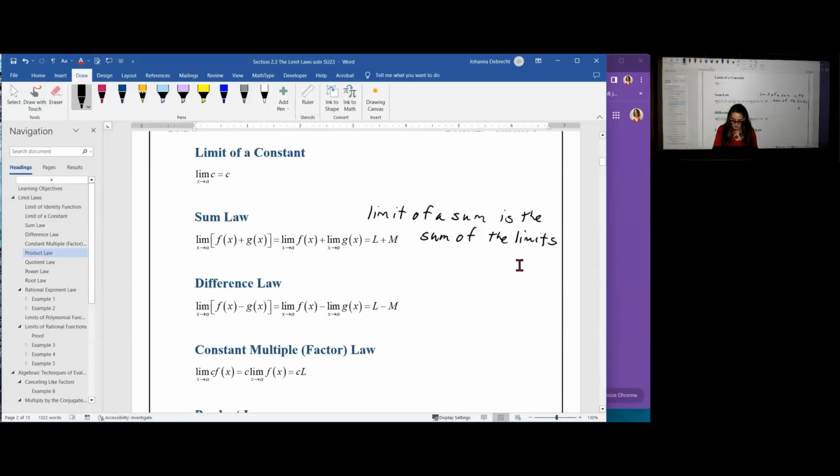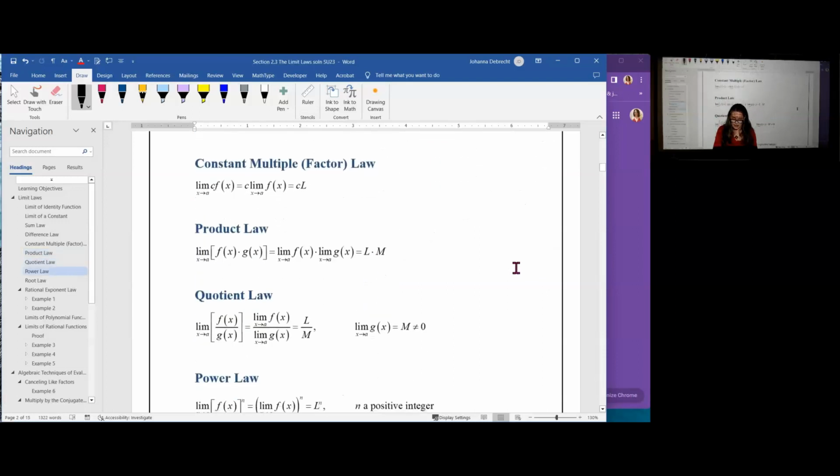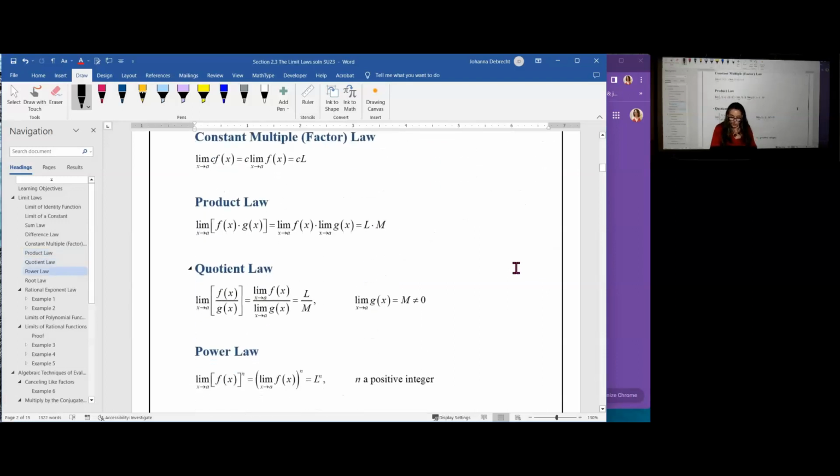Now we have what's called the constant multiple or constant factor law. When we look at this law, it says that if I have a constant multiplied by a function, I'll get the same limiting value if I factor the constant out of the limit, and then I evaluate the limit of the function as x approaches a.